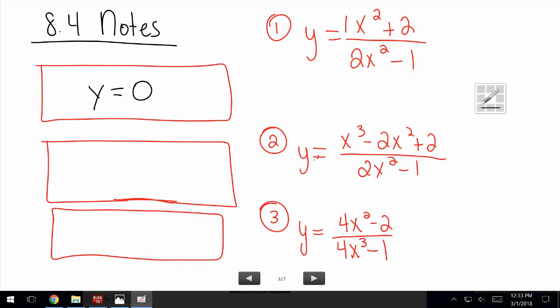All right, so in that box, write y equals 0. We're going to do plenty of problems. All you got to do right now is write them. All right, the second one says the biggest degree is in the top, the numerator. If that happens, you don't have any horizontal asymptote, so no horizontal.